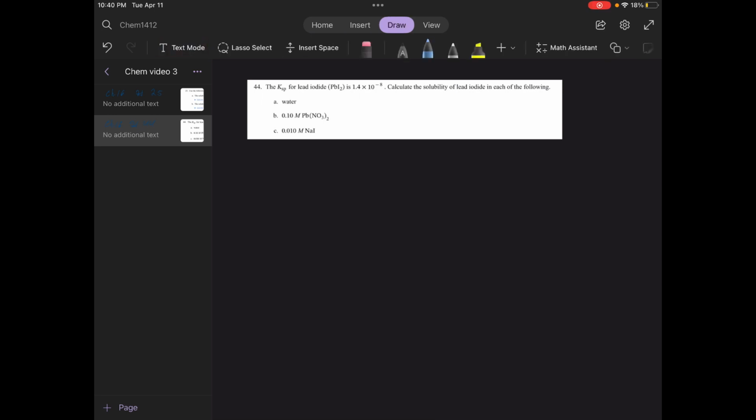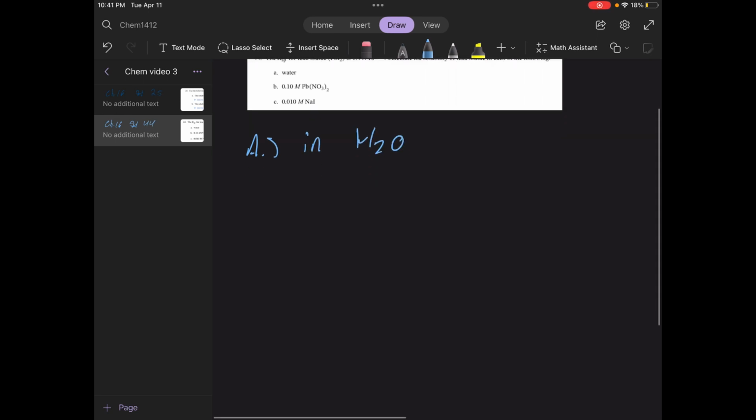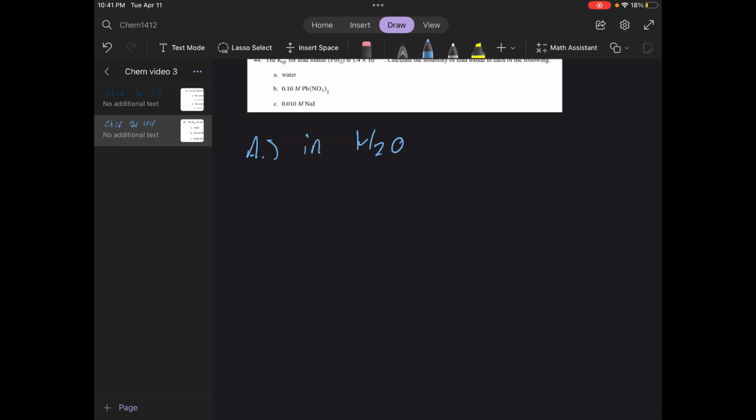So here, part A, the H2O. So we know for H2O, it's just going to be PbI2 solid, and it's going to completely dissociate. So it becomes Pb2+ aqueous plus 2I- aqueous.